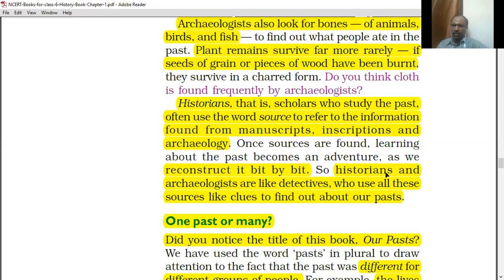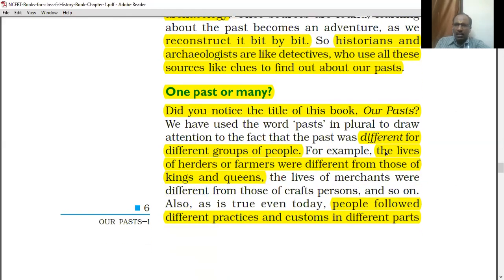So, is it one past or many? If this is the question, it is not only one past. If you notice the title of this book, Our Pasts, we have used the word past in plural to draw attention to the fact that the past was different for different groups of people. For example, the lives of herders or farmers were different from those of kings and queens.